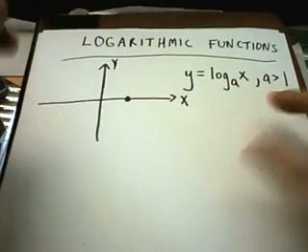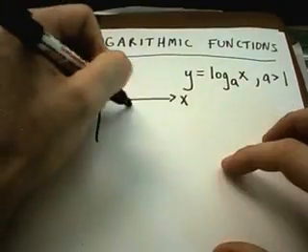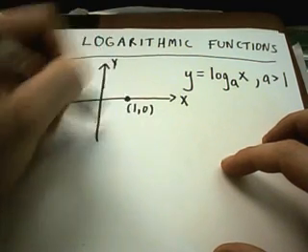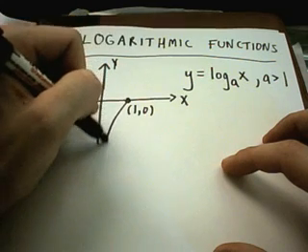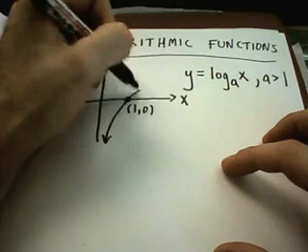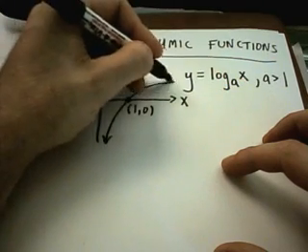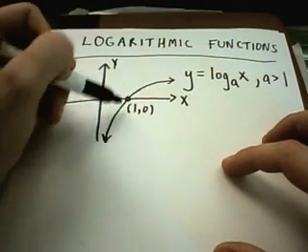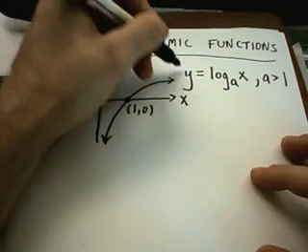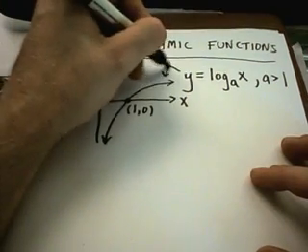If the base is greater than 1, this will be a graph of a basic logarithm. So this is the point (1, 0). All logarithms will go through (1, 0). It gets close to the y-axis, but it never actually touches it. And then it keeps growing, but it definitely tapers out. It stops growing very quickly. So that's the basic graph of a logarithm.